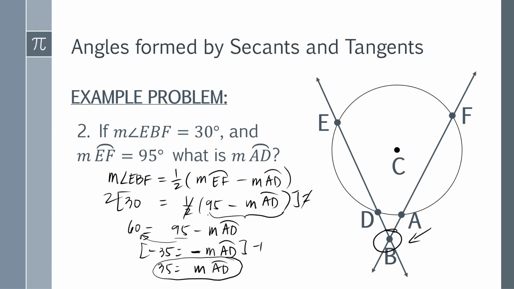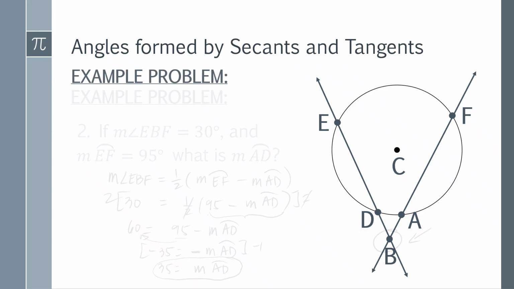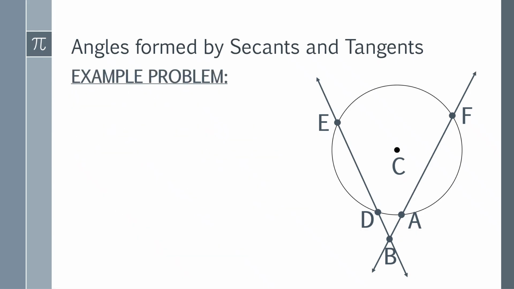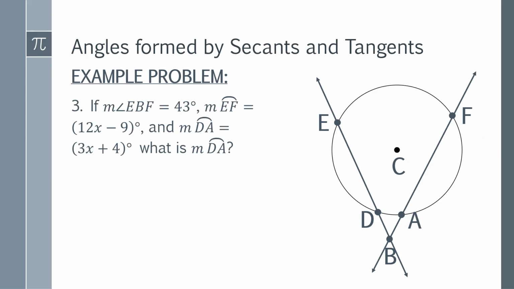Last problem. The last example. If measure of angle EBF is 40 degrees, measure of arc EF is 12x minus 9 degrees, and the measure of arc DA is 3x plus 4, what is the measure of arc AD? Pause this video, and if you're done, please resume this video. Done already? So here's how it works.